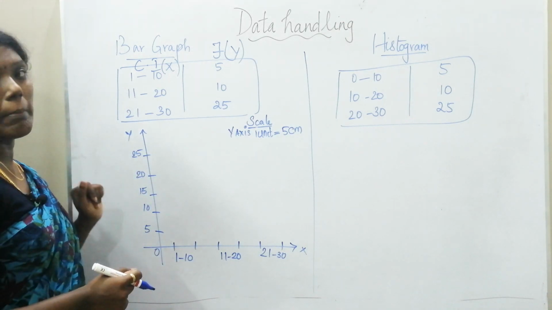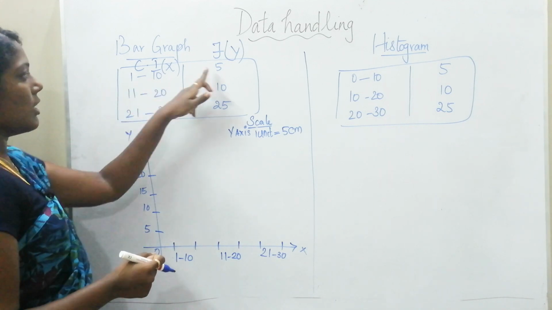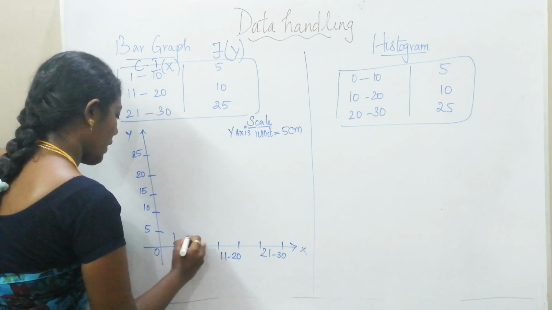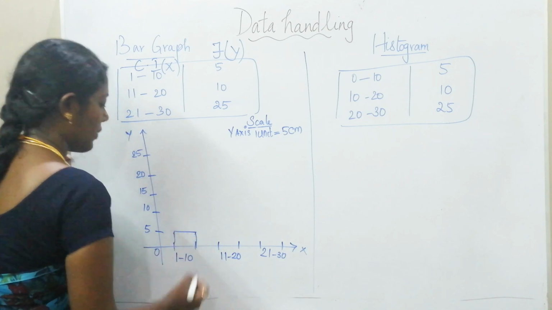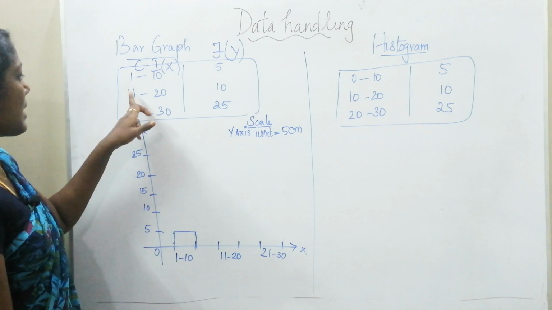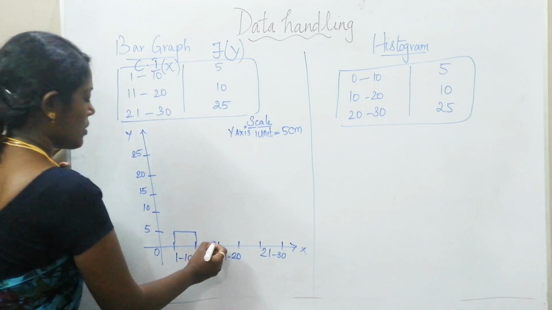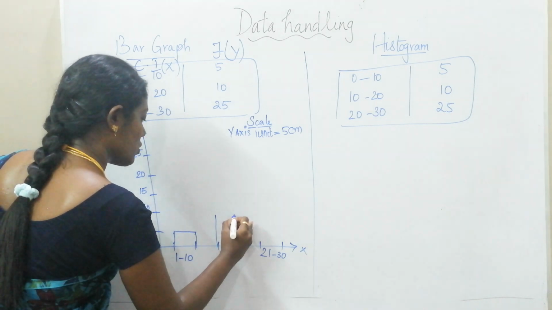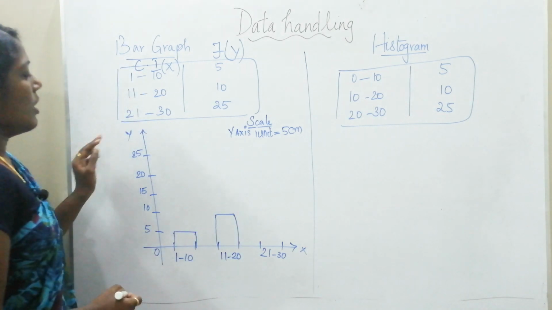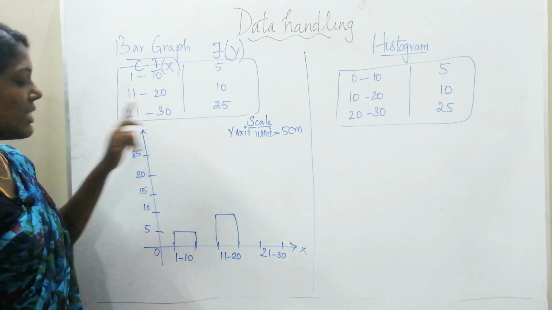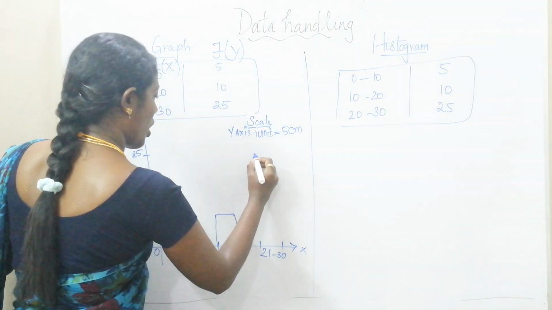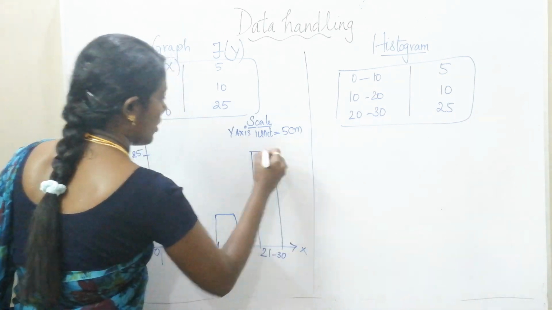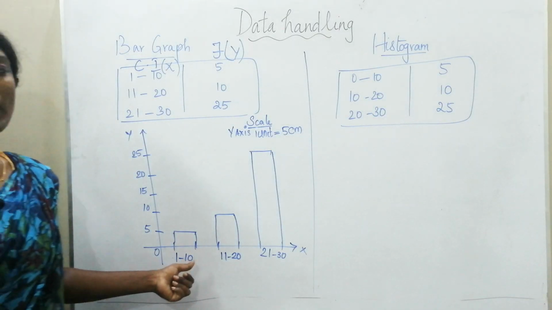Now I am going to draw my bar graph. So 1 to 10 is for 5 frequency. Straight to 5 I draw my bar. This is my first bar. Second, 11 to 20 is 10. So straight to 10 I stop my bar for 11 to 20. Then 21 to 30 is 25. So 25 is on the top. So 25 is for 21 to 30. So this is how I draw my bar graph.